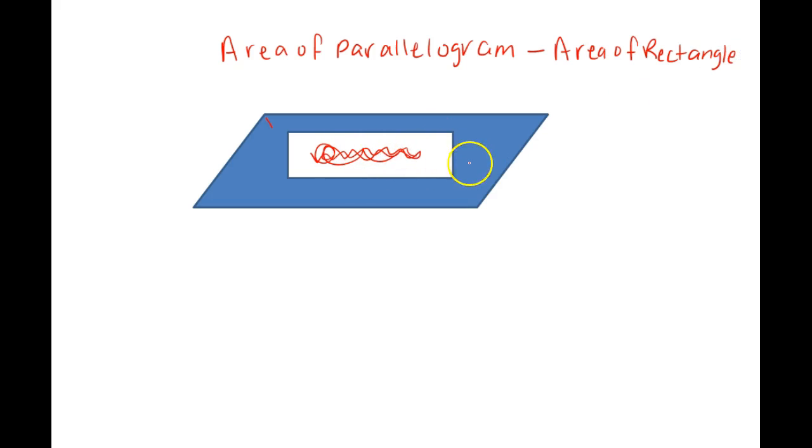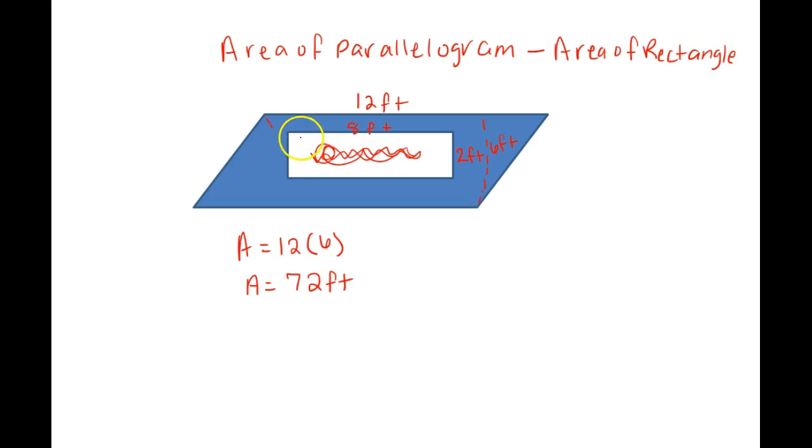So let's say the dimensions of this rectangle are 2 feet, and let's say this is 8 feet. All right, so then if the dimensions of this parallelogram are 12 feet, and let's say the height over here is 6 feet. So you find the area of this parallelogram. The area of the parallelogram is 12 times 6, and 12 times 6 is 72. So the area of this larger figure is 72 feet.